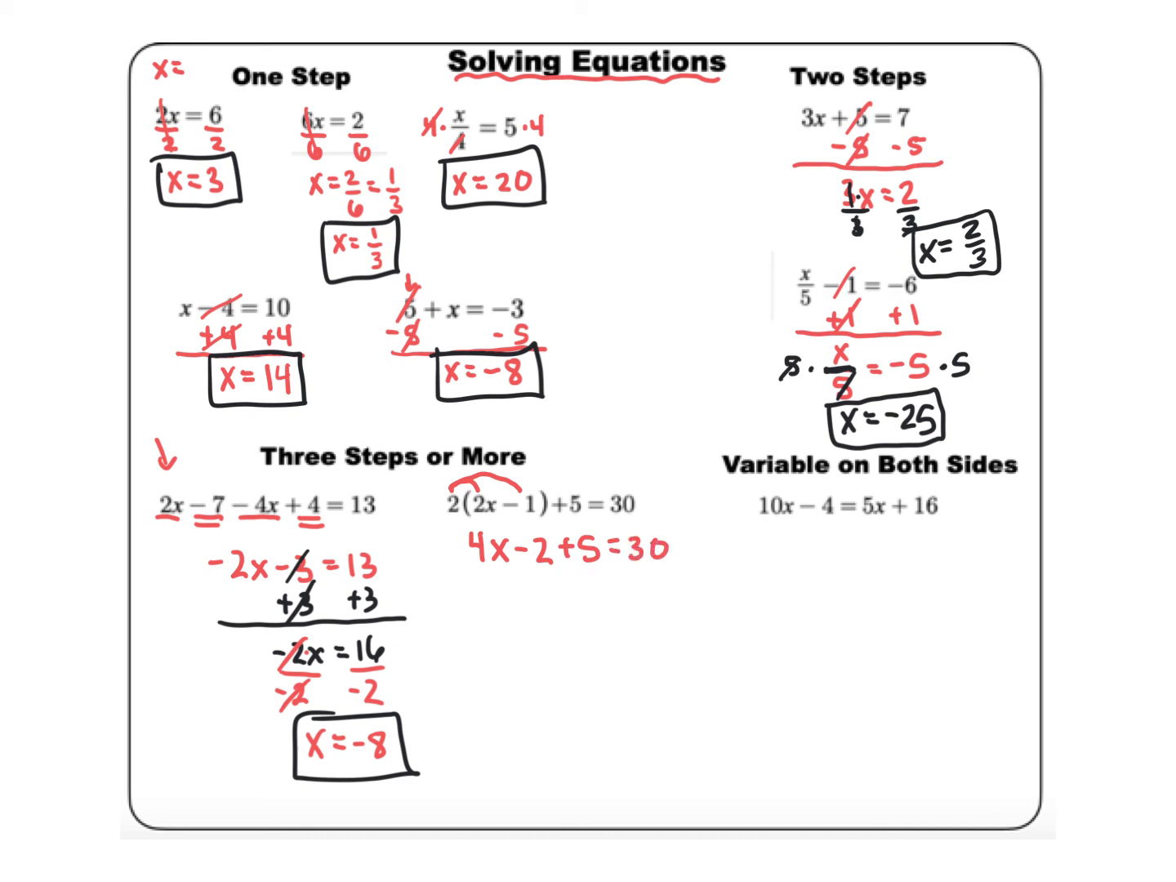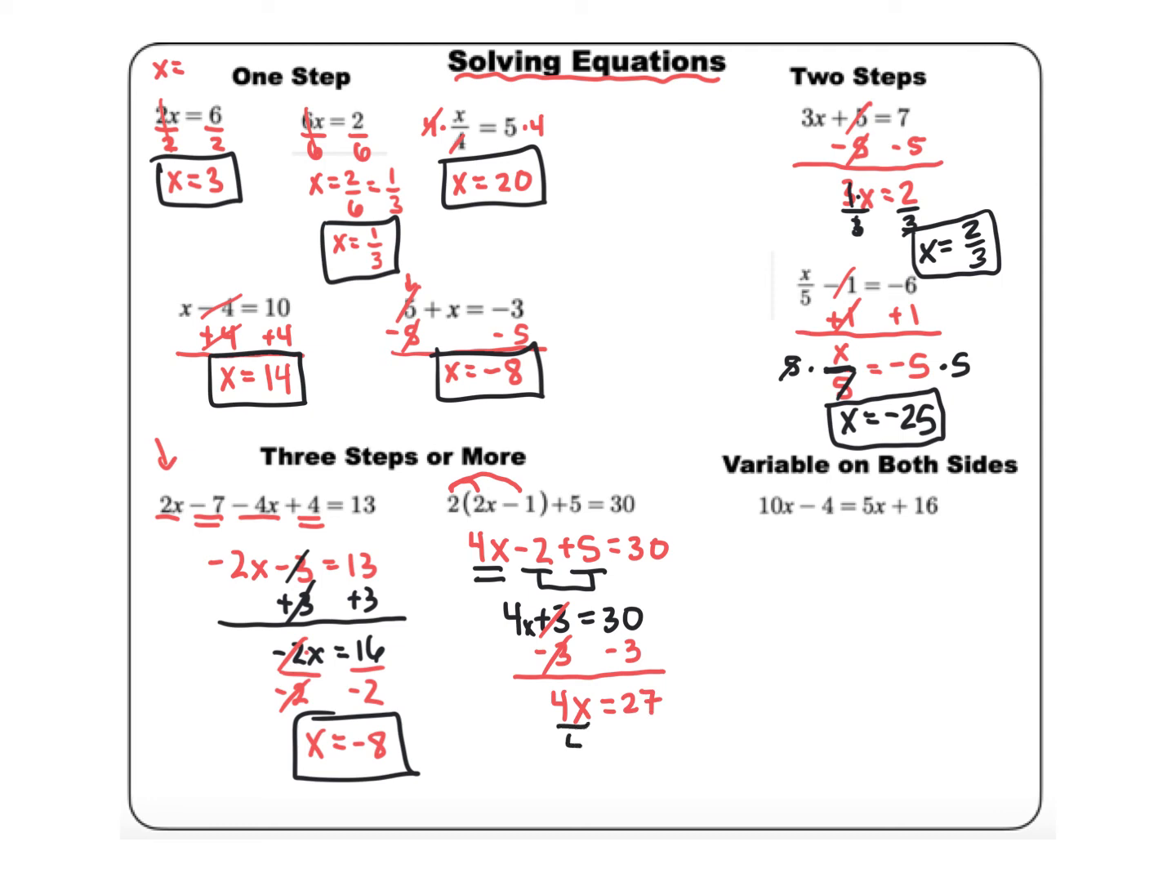Now I'm going to search for some collecting like terms. All right, well, those guys right there are the same, all right? Whereas the x's, there's just a 4x, so I'm going to bring that down, but I can combine these two right here, and that's going to give me a -2 plus 5, which is going to give me a 3, oops, I forgot my x there. It's going to give me a 3 equals 30. Okay, and now I'm going to do my inverse operations, do my adds and subtracts first, cancel, and that will give me 4x equals 27.